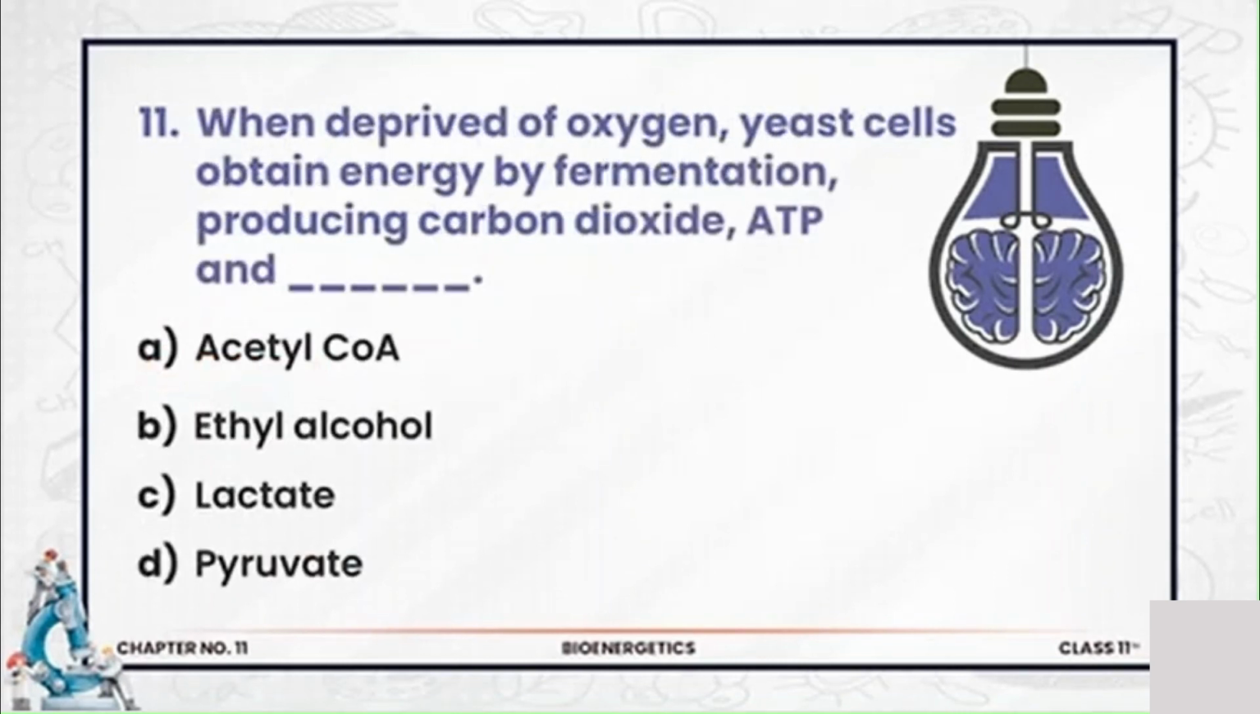citrate. Now the last MCQ. When deprived of oxygen, yeast cells obtain energy by fermentation, producing carbon dioxide, ATP, and yes. We studied this in alcoholic fermentation. Alpha option is acetyl CoA, beta option is ethyl alcohol, Charlie option is lactate, and delta option is pyruvate. So dear friends, when yeast carries out fermentation, what is formed? ATP and carbon dioxide and ethyl alcohol. So the answer is ethyl alcohol.